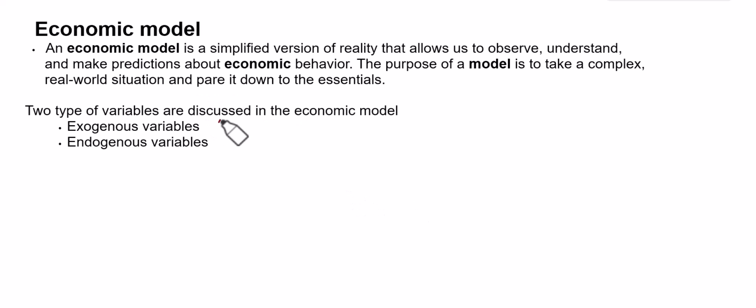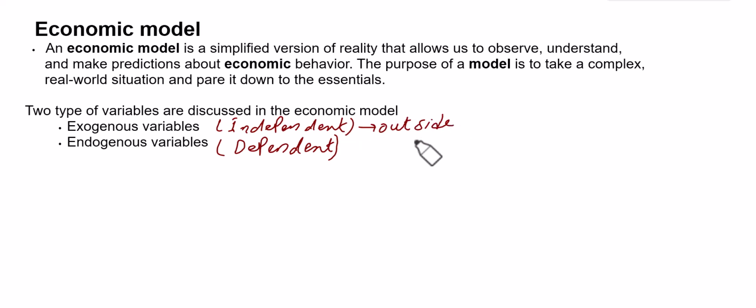Exogenous variables mean the independent variables, and endogenous means the dependent variable. They are also called outside model variables, and dependent variables mean inside model variables. So in any economic model, there are two types of variable. One is called the exogenous variable or the independent variable, and the other is called the endogenous variable or the dependent variable.